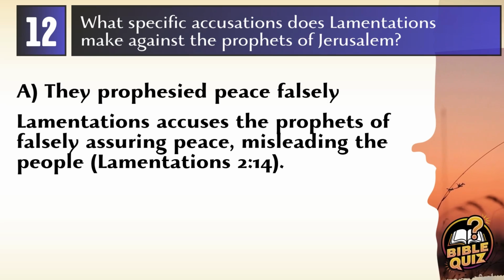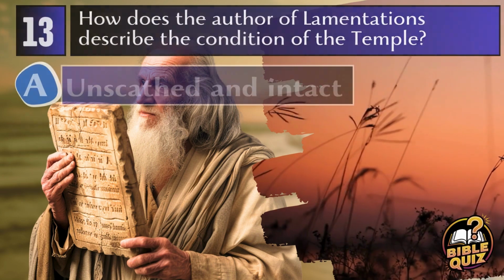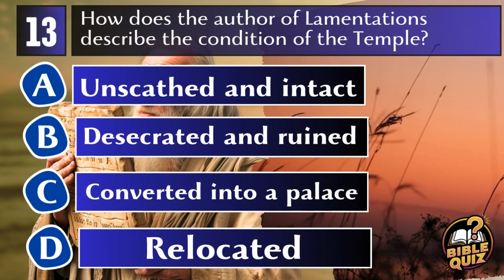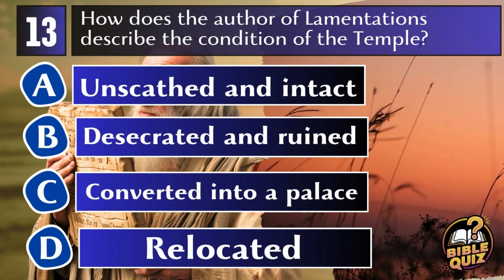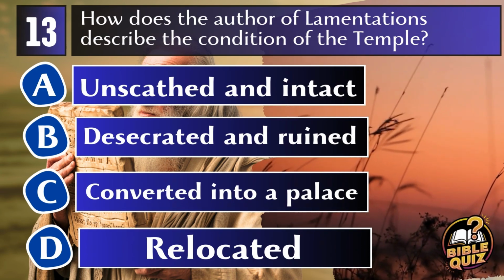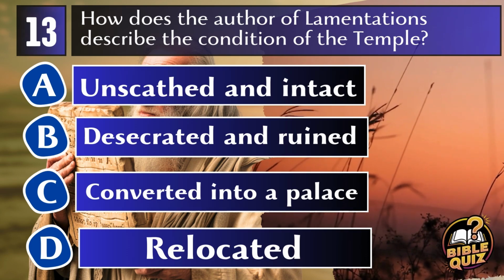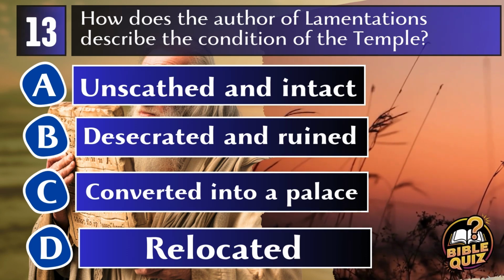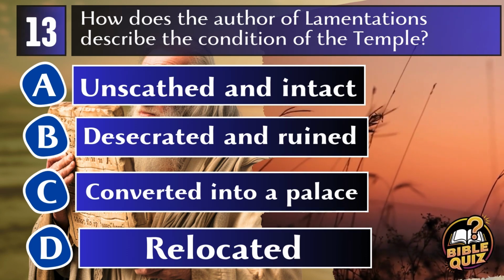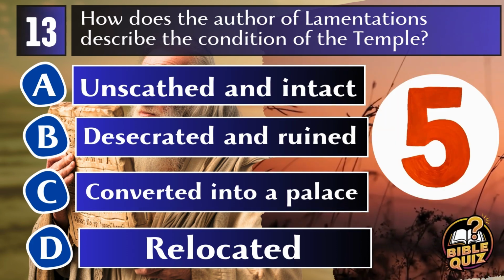Lamentations accuses the prophets of Jerusalem of providing false assurances of peace, misleading the people and contributing to their complacency. Lamentations 2:14. Question 13. How does the author of Lamentations describe the condition of the temple? A. Unscathed and intact. B. Desecrated and ruined. C. Converted into a palace. D. Relocated.